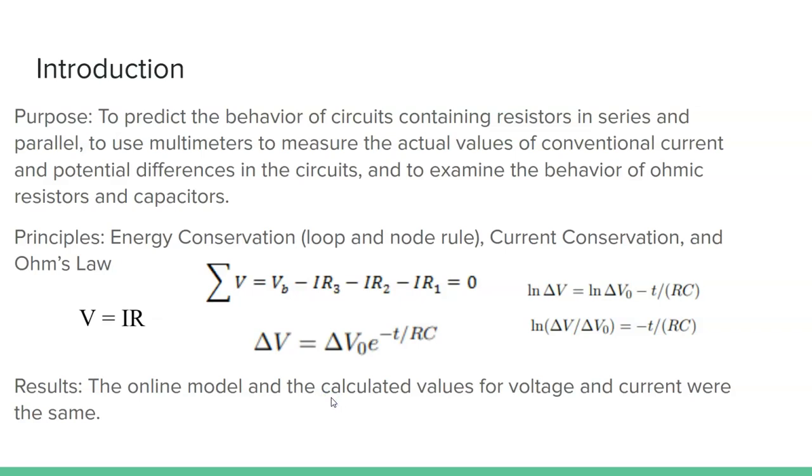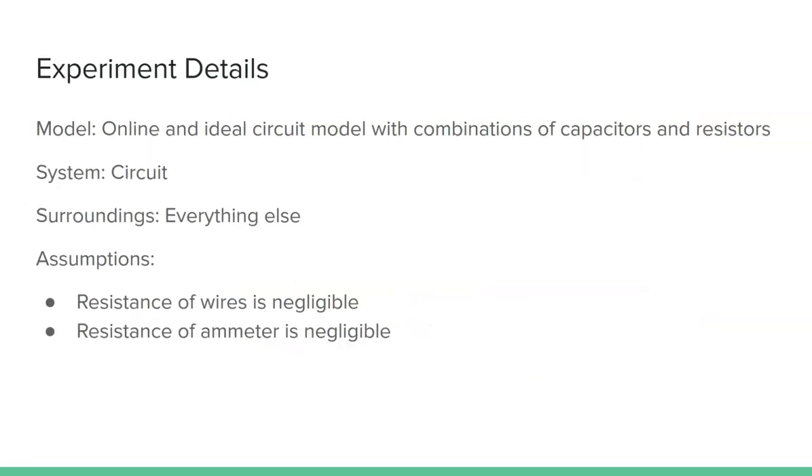The purpose of this lab is to predict the behavior of circuits containing resistors in series and parallel, to use multimeters to measure the actual values of conventional current and potential differences in circuits, and to examine the behavior of ohmic resistors and capacitors. Some of the principles I used were energy conservation, the loop and node rule, current conservation, and Ohm's law. A preview of the results from this lab was that the online model and the calculated values for voltage and current were the same.